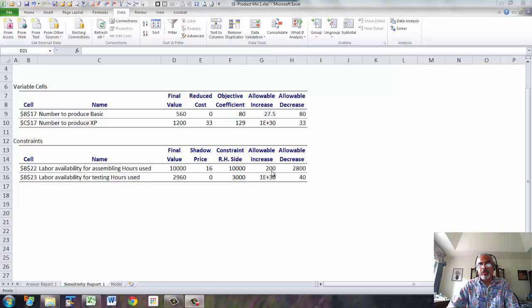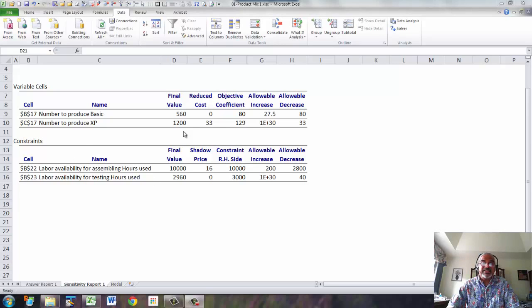Now we have allowable increase and allowable decrease, so the availability of labor hours in assembly can go down to 9,800 or go up to 12,800. Within those limits, if the available hours change within those limits, now here is the key part: the shadow price is valid. That's what the sensitivity of the constraint is about.